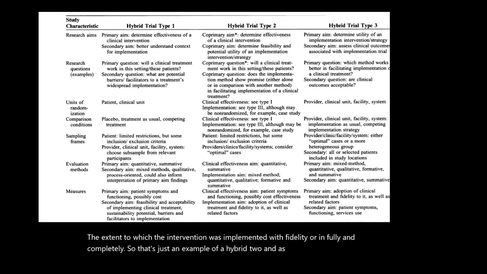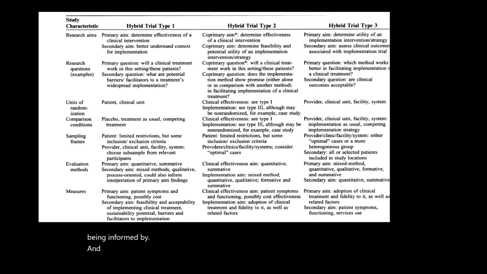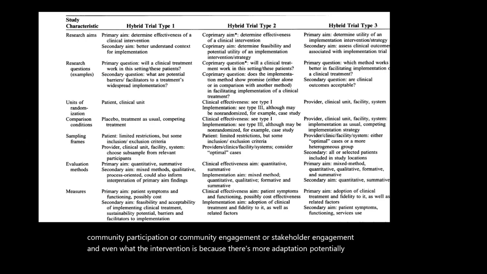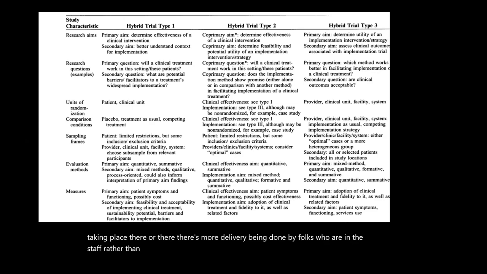And as we move down the continuum from hybrid one to hybrid two to hybrid three, you see more of the intervention delivery and possibly even the intervention design being informed by and delivered by existing staff using existing resources, or with more co-design with community participation or community engagement or stakeholder engagement, and even what the intervention is, because there's more adaptation potentially taking place there, or there's more delivery being done by folks who are in the staff rather than research staff.